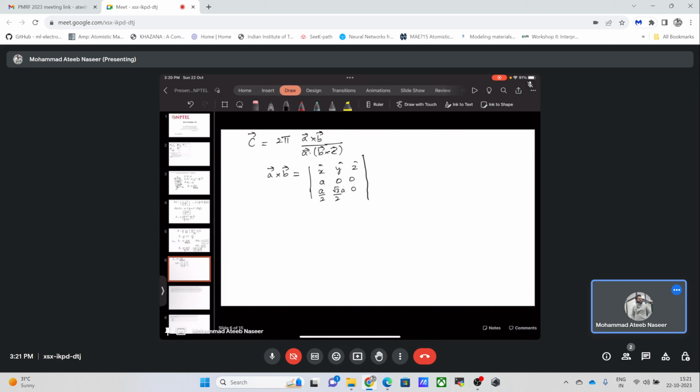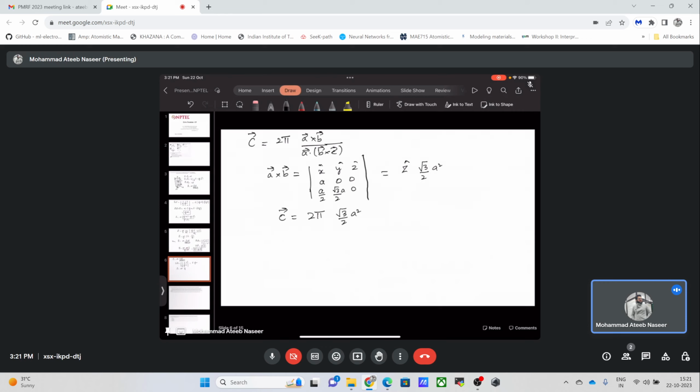So what would it give us? For the unit vector along x, we will have 0. For y we will also have 0. However, for the unit vector along z, we'll have root 3 by 2 a square.